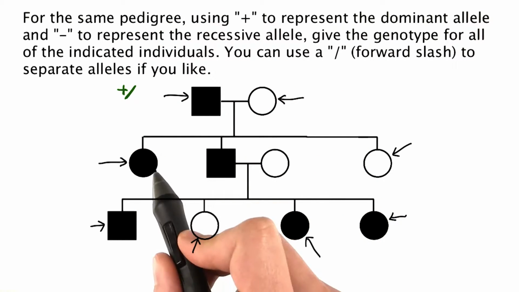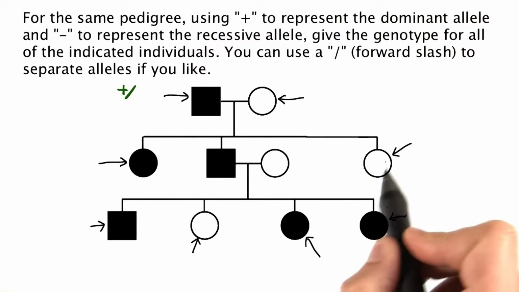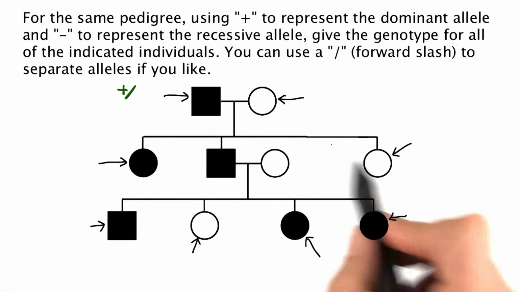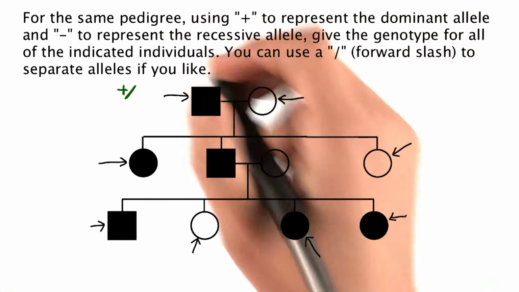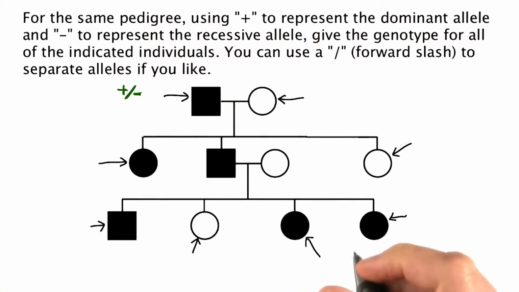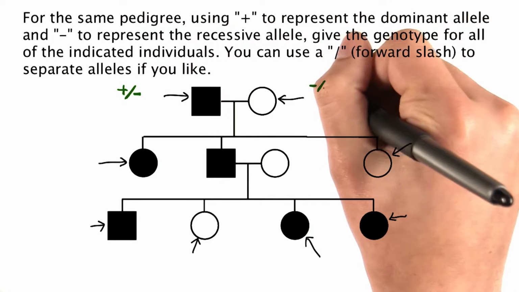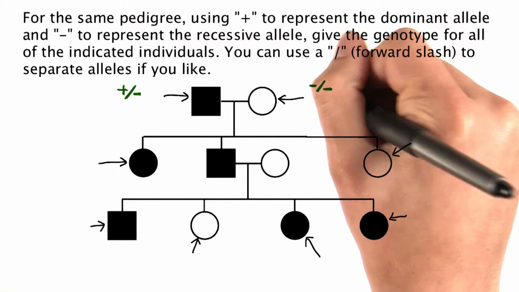Well, look at the offspring. They had 2 affected and 1 unaffected. That means he didn't pass it on to his daughter, which means he must have another option to pass down, which means he must be heterozygous. So that's heterozygous. The mother over here is unaffected for the dominant trait, so she has the 2 recessive alleles.